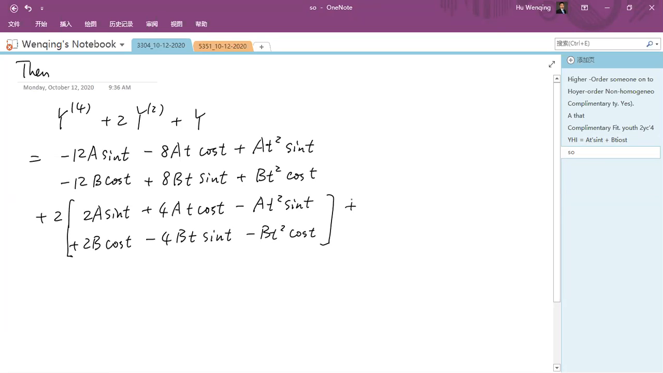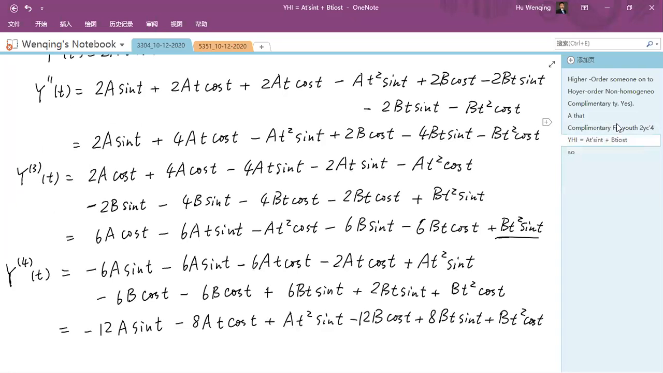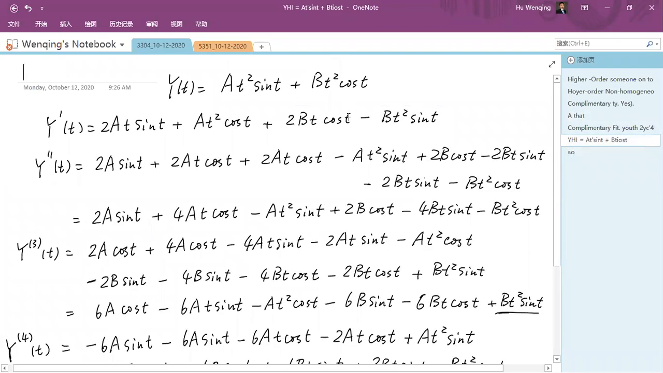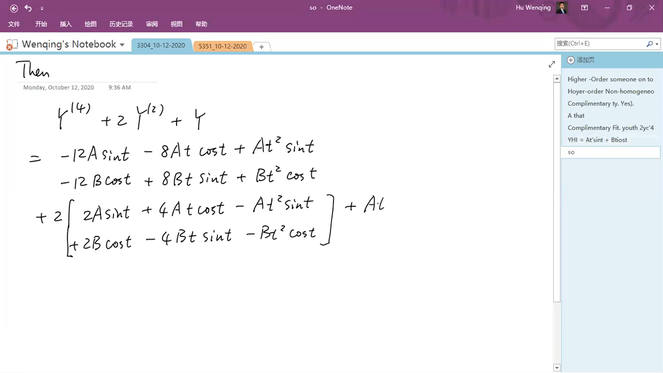And then it's plus y. So y is simple: it's at squared of the sine t plus bt squared of the cosine t. So that's going to be the scenario.